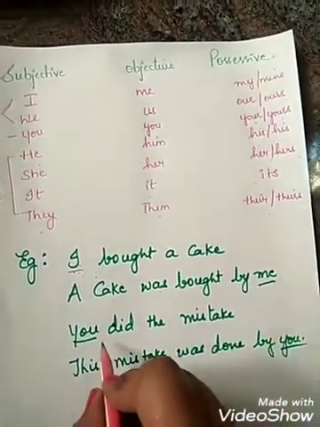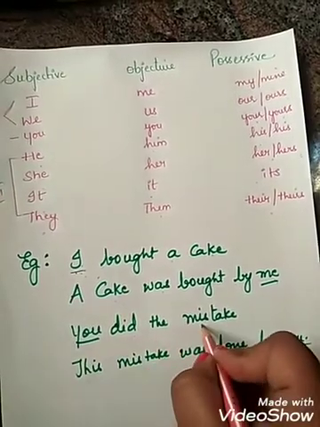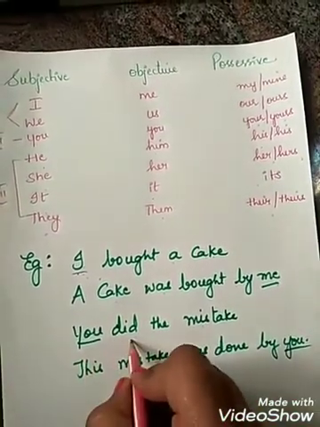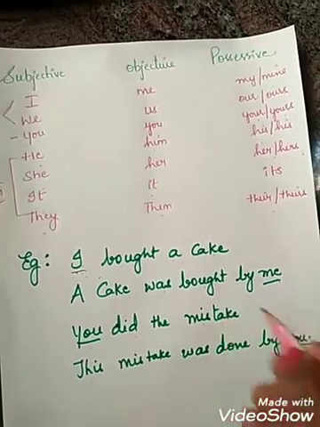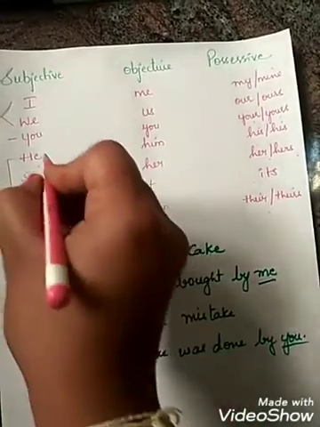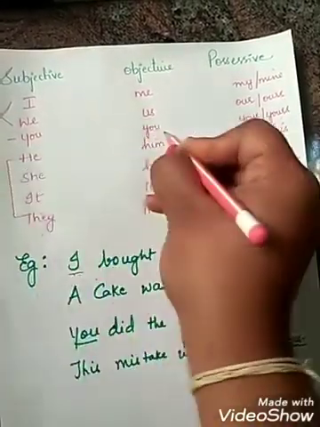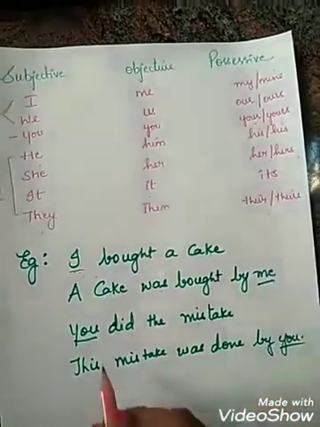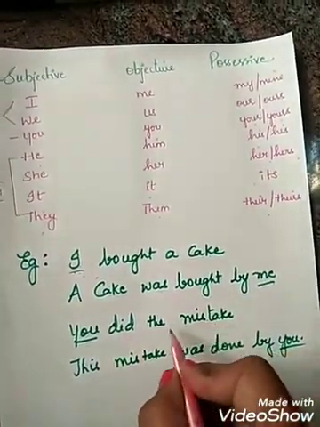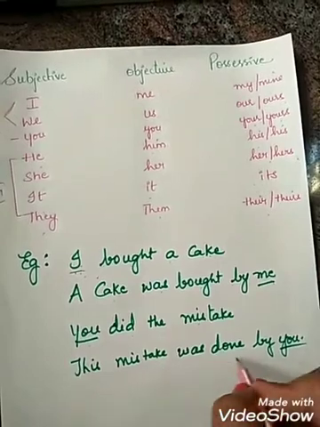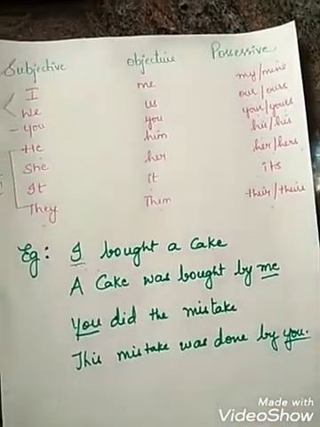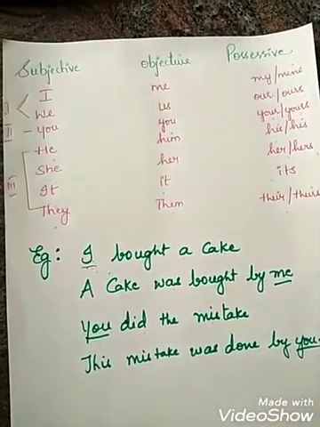Understood? So next is you did the mistake. You did the mistake. Right? So in the subjective it is you and even in the objective it is also you. So you did the mistake. This mistake was done by you. Now understood about the examples?